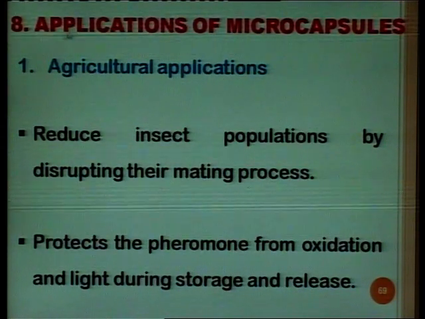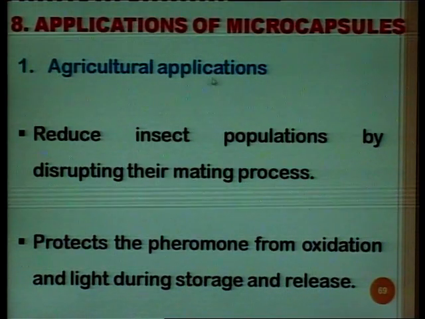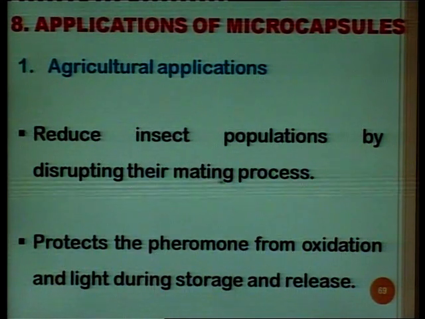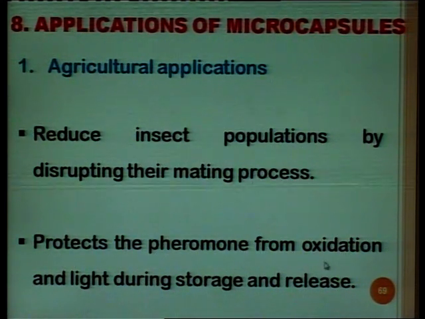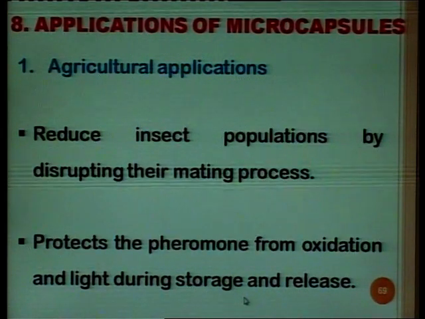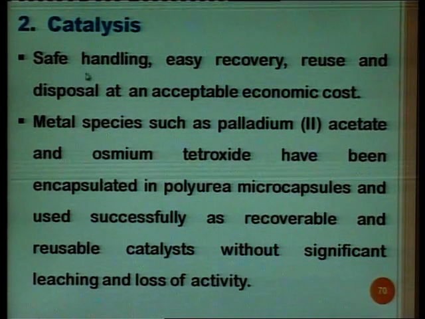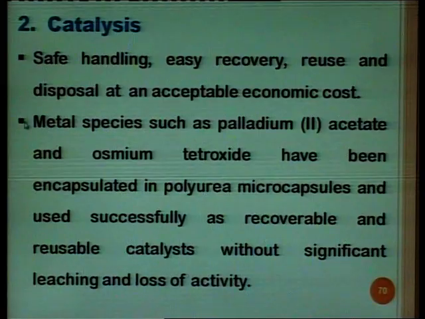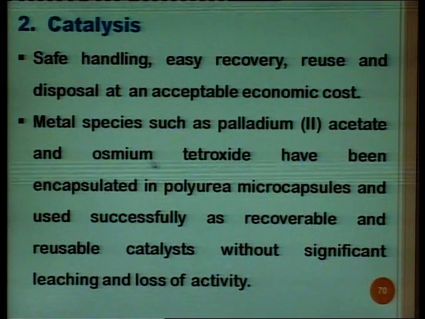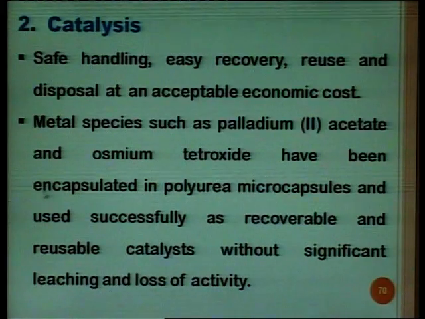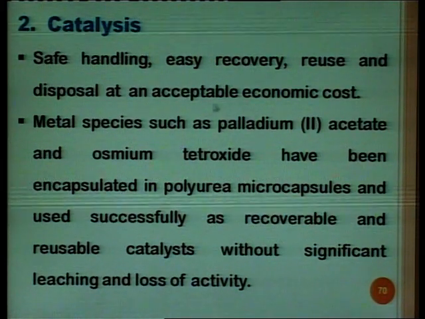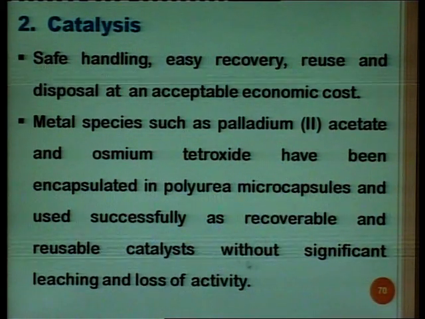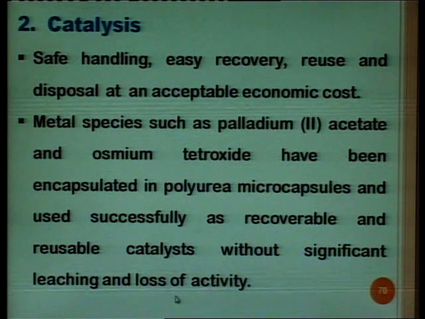Next we come to the applications of microcapsules. So agricultural applications include: it reduces insect populations by disrupting their mating process, and protects the pheromone from oxidation and light during storage and release. Next is catalysis: safe handling, easy recovery, reuse and disposal at an acceptable economic cost. So metal species such as palladium acetate and osmium tetroxide have been encapsulated in polyurea microcapsules and used successfully as recoverable and reusable catalysts without significant leaching and loss of activity.